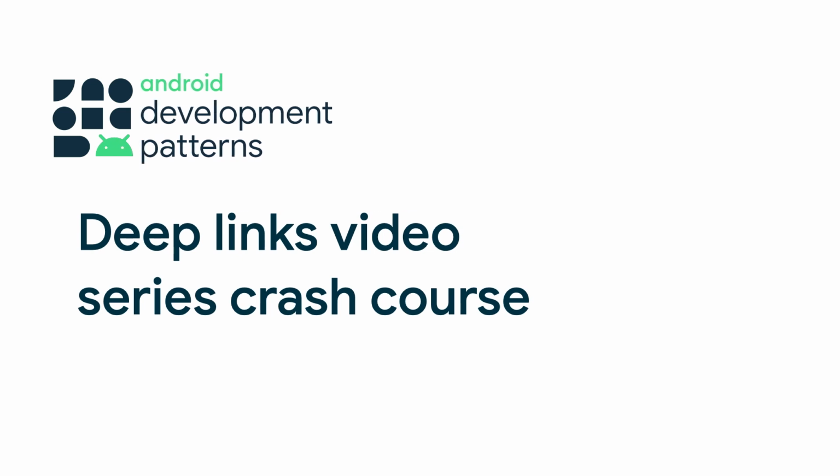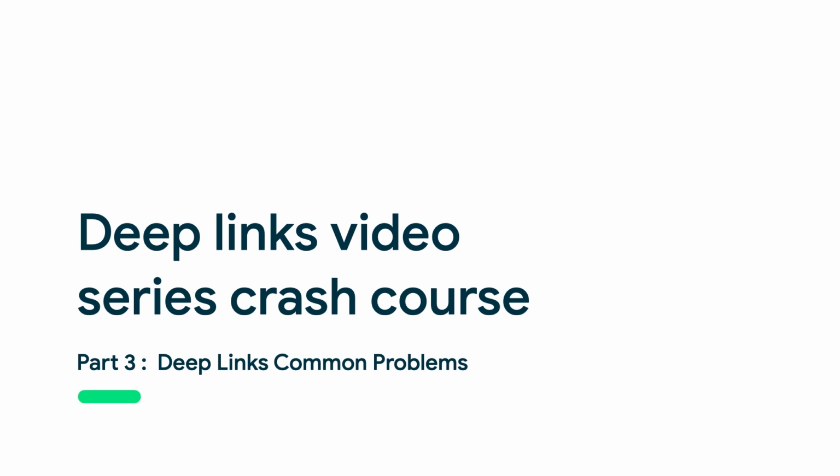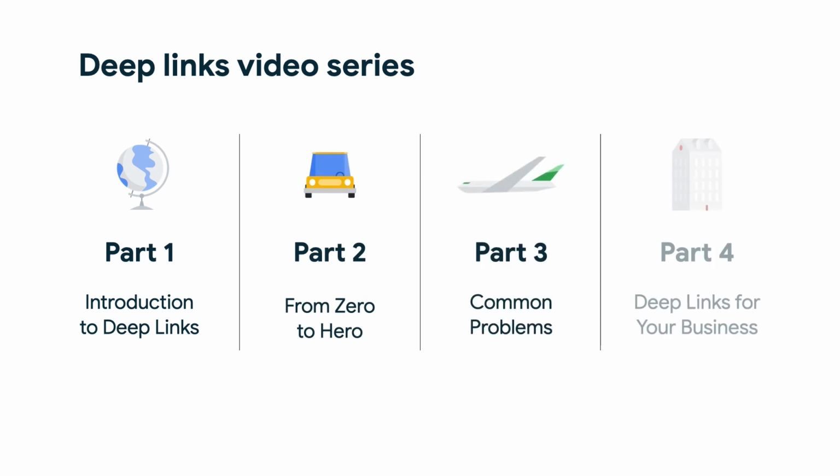In this video, you will use command line tools such as the Android Debug Bridge and curl to diagnose and debug common problems with Android app links. In previous videos, you were introduced to deep links, shown their use cases, and walked through setting them up. In this video, I will cover some common problems you can face while creating Android app links, how to detect them, and how to solve them.